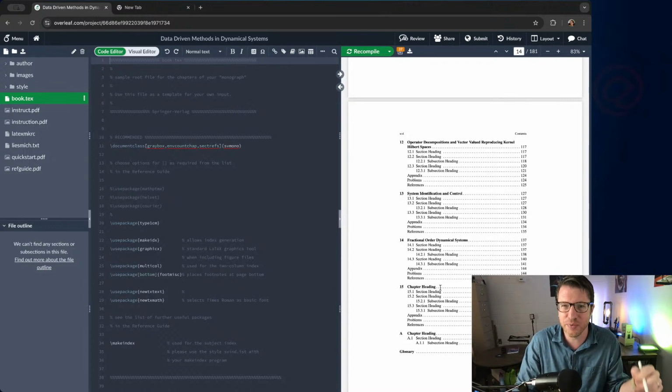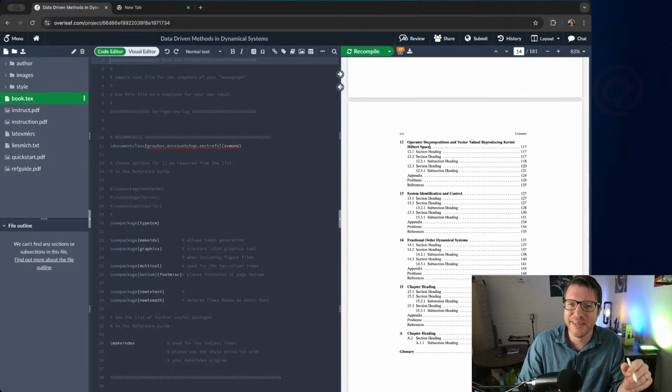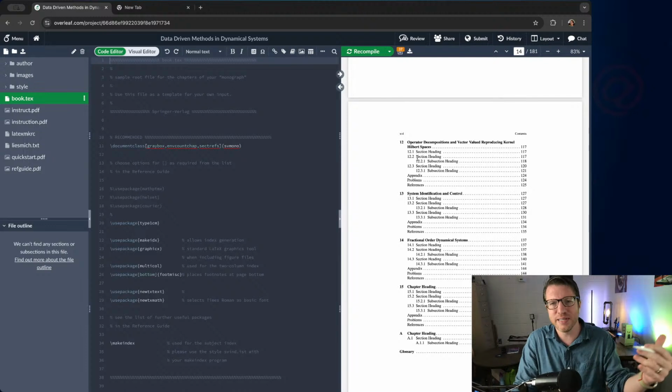And so things that we have either under review or we're writing up and things like that. So operator decompositions and vector valued reproducing kernel Hilbert spaces. This method of doing learning theory is something that I'm actually writing up as a paper, and maybe I'll put that on stream at some point. But that's going to be this chapter, and it's going to connect to a lot of things that we've been doing with Liouville operators and control theory and all that stuff.